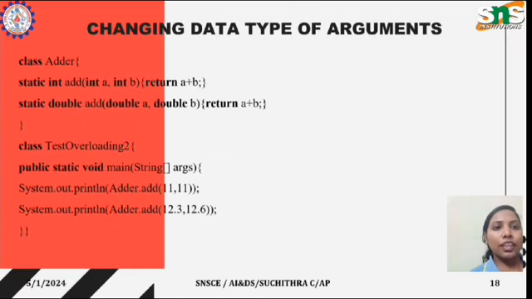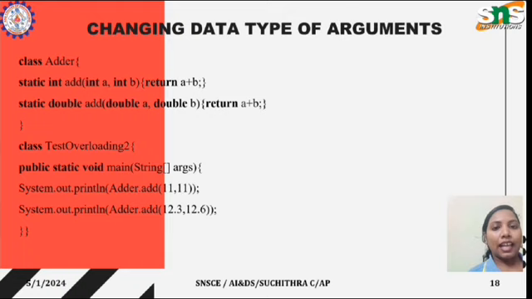Now we will see the example for changing the data type in arguments. Here you can see the same example. They have created the class Adder, and they have given int a, int b, and the return value is a plus b. Then they have given another method, that is static double. They have given a different data type. Double, the method name add is the same, and double a, double b, the return value is a plus b. Then they have closed that.